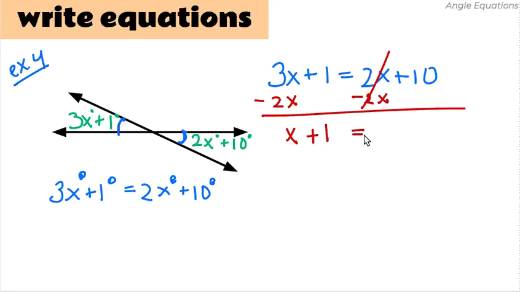x plus 1. Remember, just bring the constant down. 2x minus 2x is 0. Bring my 10 down. Remember, we want to get the x's together on one side, constants together on the other. Since my x's went to the left, my constants are going to go to the right. And x equals 9 degrees.